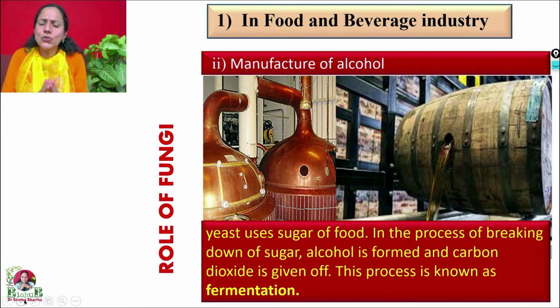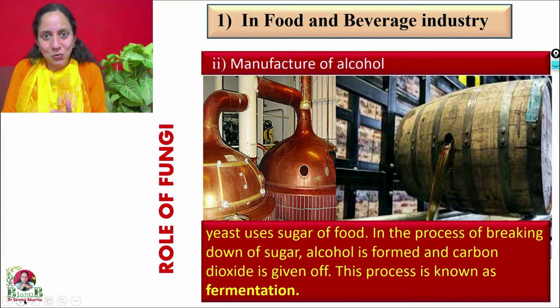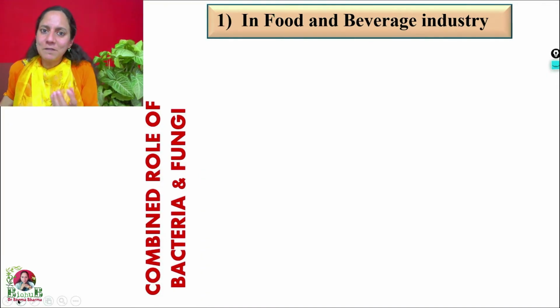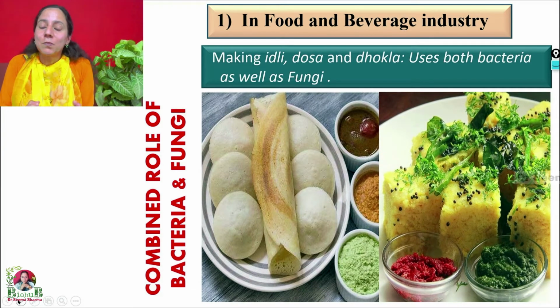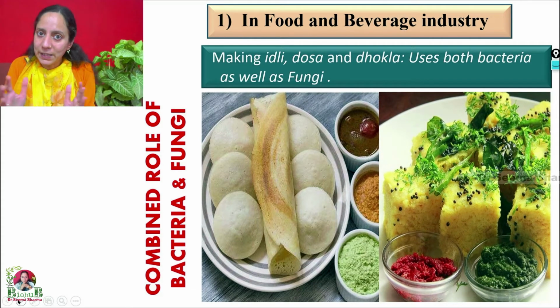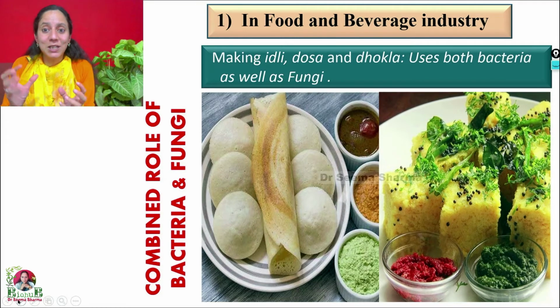Alcohol is used in a large variety of chemical formulations which are used as medicines, in addition to beer, wine, etc. We have a variety of delicious food items like idli, dosa and dhokla, where these good bacteria and fungi work together and help not only in fermenting these food items, but they give specific aroma, texture and sponginess to these food items.